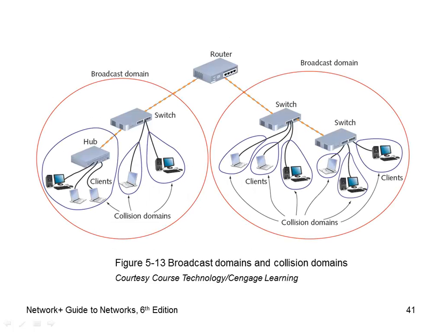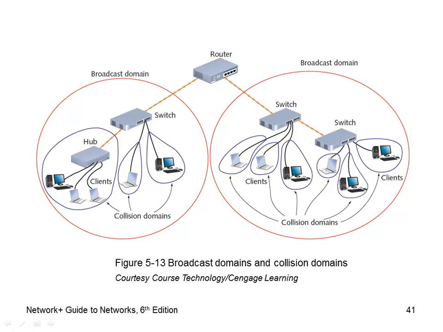Here's their graphic showing what I just showed y'all. A hub does not break up a collision domain, but a switch does. Now, broadcast domains are only broken by routers. So you notice even though that switch creates different collision domains, they're the same broadcast domain.